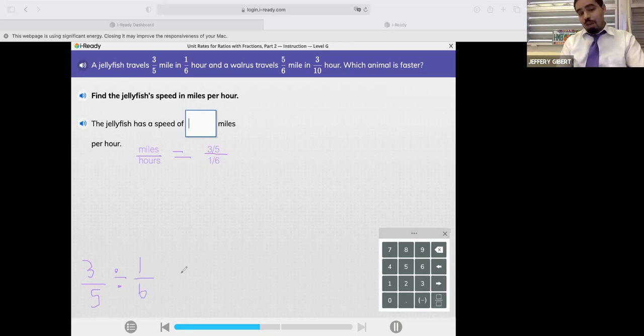All right. So when you divide fractions, do you keep the first fraction the same or flip it so it's reciprocal? You keep it the same. And then for the division sign, do you keep it the same or change it to its opposite? You change it to multiply. And then the second fraction, do you keep it the same or flip it so it's reciprocal? You flip it. Right? So when you multiply this out, what do you get?